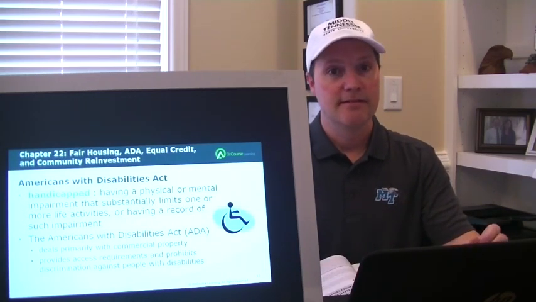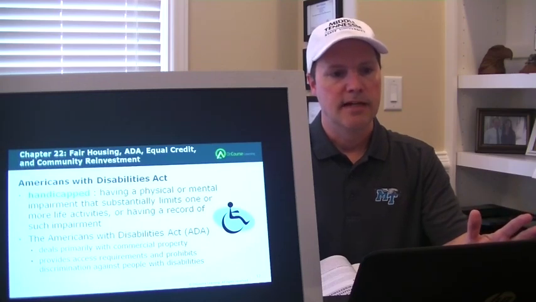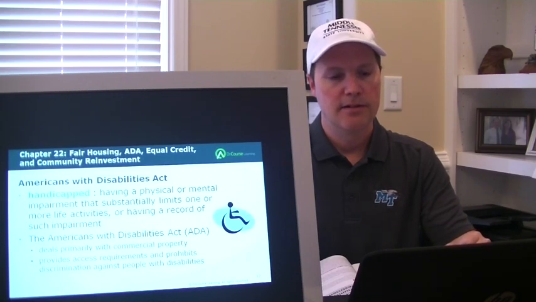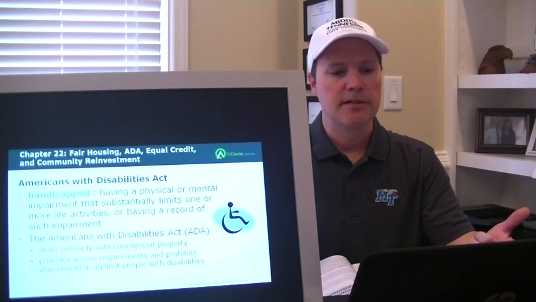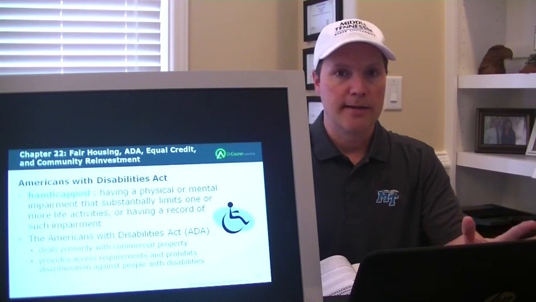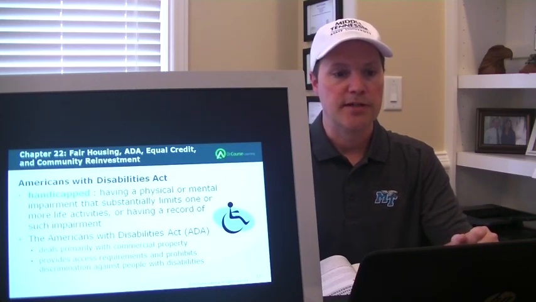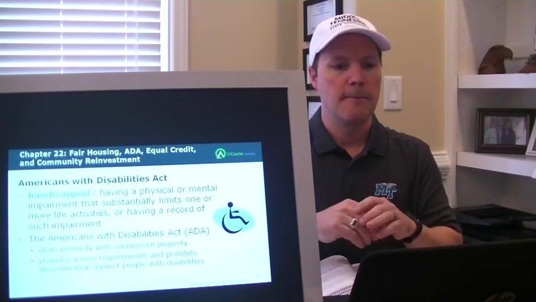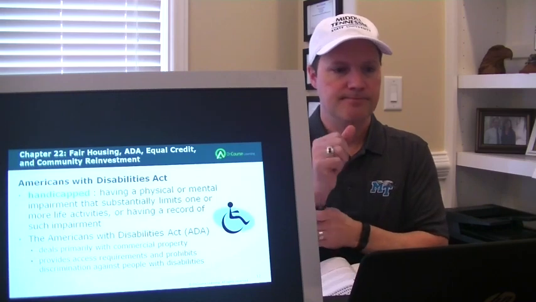Americans with Disabilities Act. Handicapped: having a physical or mental impairment that substantially limits one or more life activities, or having a record of such impairment. The Americans with Disabilities Act, ADA, deals primarily with commercial property, provides access requirements, and prohibits discrimination against people with disabilities. Okay? A lot of commercial buildings have to put up ramps, they have to have access for people in wheelchairs. It goes on and on. So this is a major act, and you have to abide by it, or you could be fined.